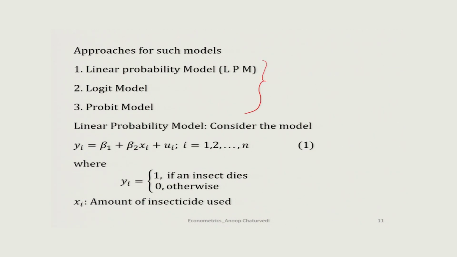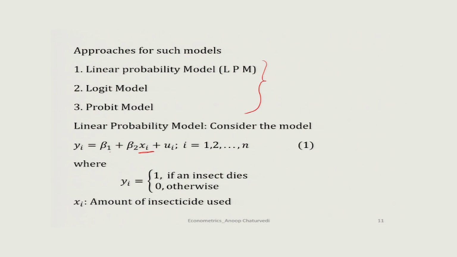First, in this lecture, I have considered the case when you have just one explanatory variable xi. Then in the next lecture, we will consider the case when you have more than one explanatory variable, that is, we will consider the general case. But here, just to explain these models in a simple way, I have taken this simple model. So, first we consider the linear probability model.